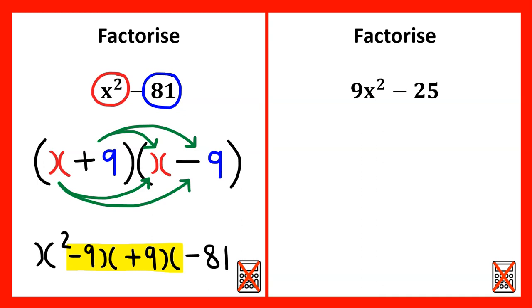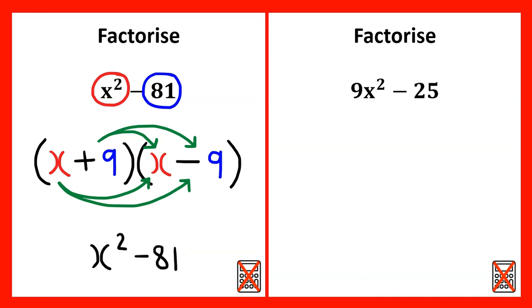Now you can see that when we collect like terms, negative 9x plus 9x will simplify to give us 0x, so we'll cancel, leaving us with no middle term and a final expanded expression of x squared minus 81, which matches up to the original expression which was given. This has a special name.